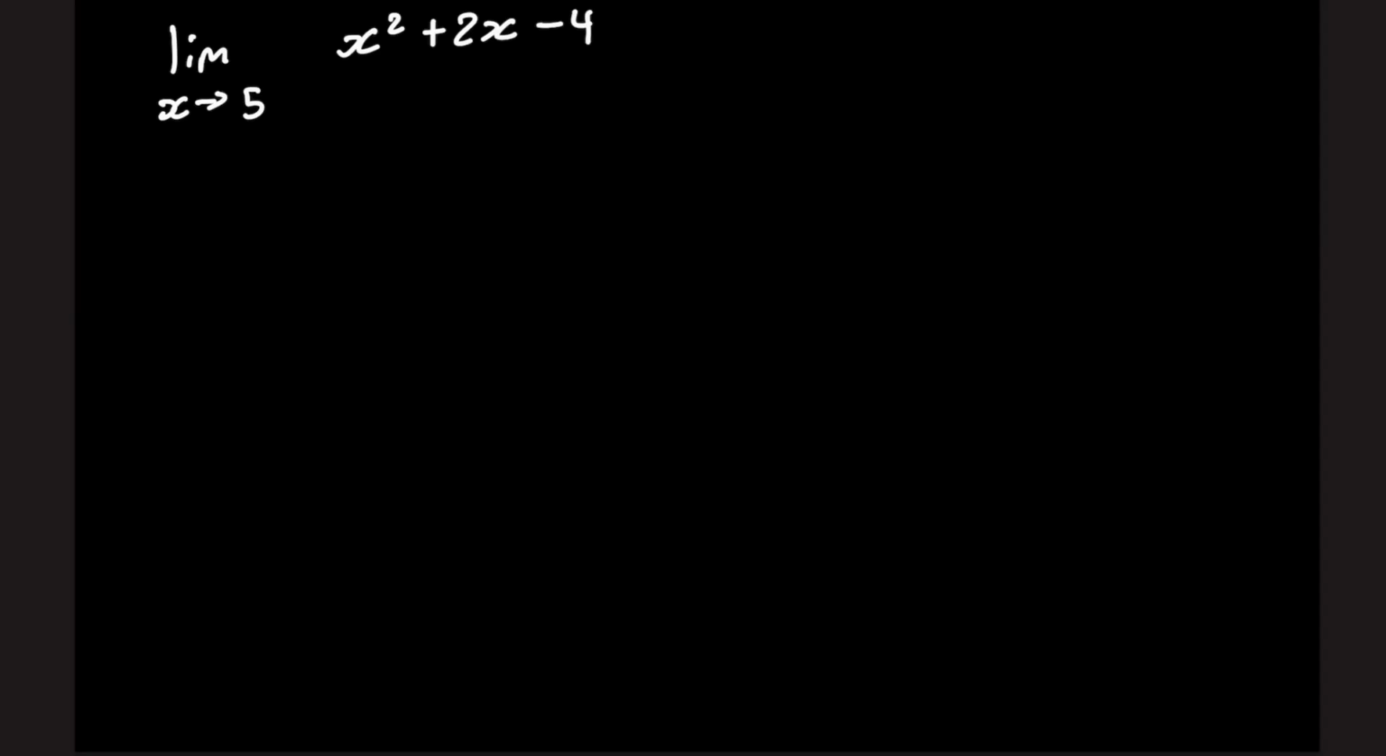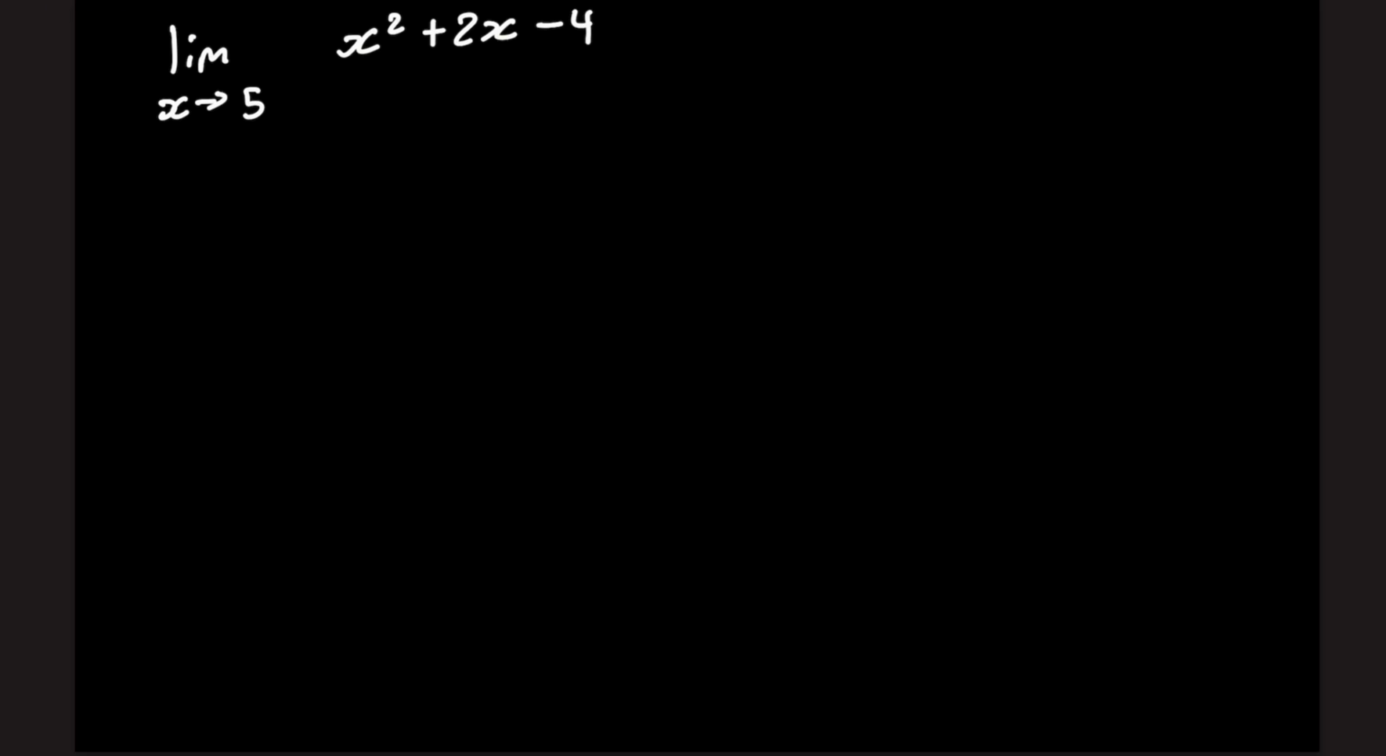So we're given this limit as x approaches 5 and the function is x squared plus 2x minus 4. But the first thing we want to do when we see limits is substitute this value into the function itself. So let's do that and let's see if we get the answer.